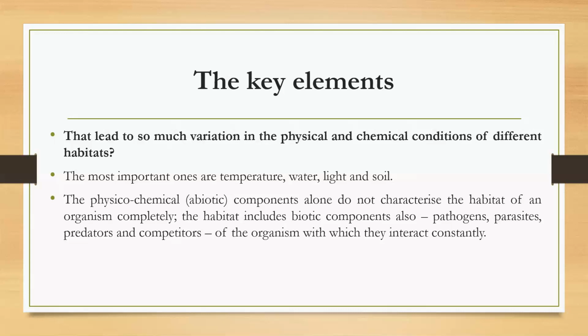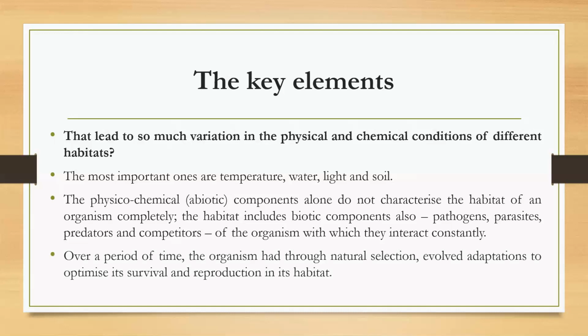The type of pathogen determines the host organism. The type of parasite decides the type of host organism. The type of predator determines the type of prey species found in that habitat. The competitors decide the type of symbiotic or competing organisms in a particular area or habitat. So these are the very important key elements.